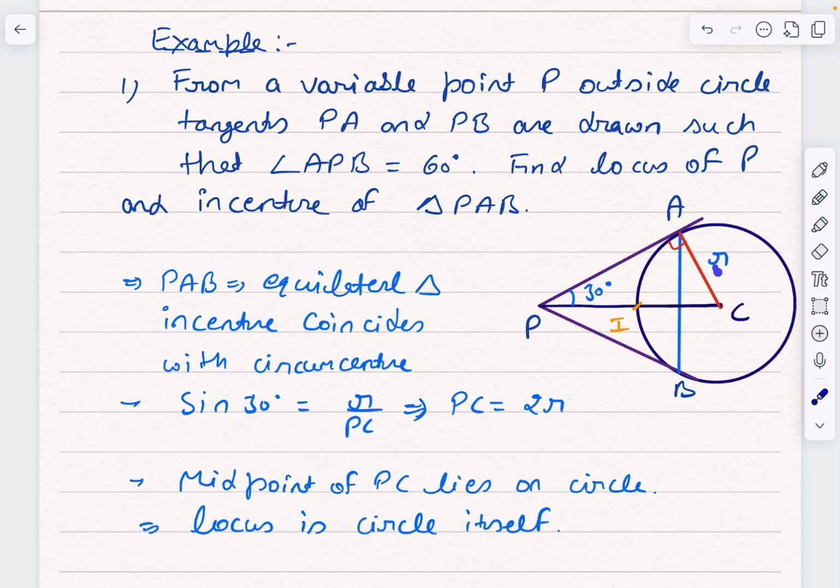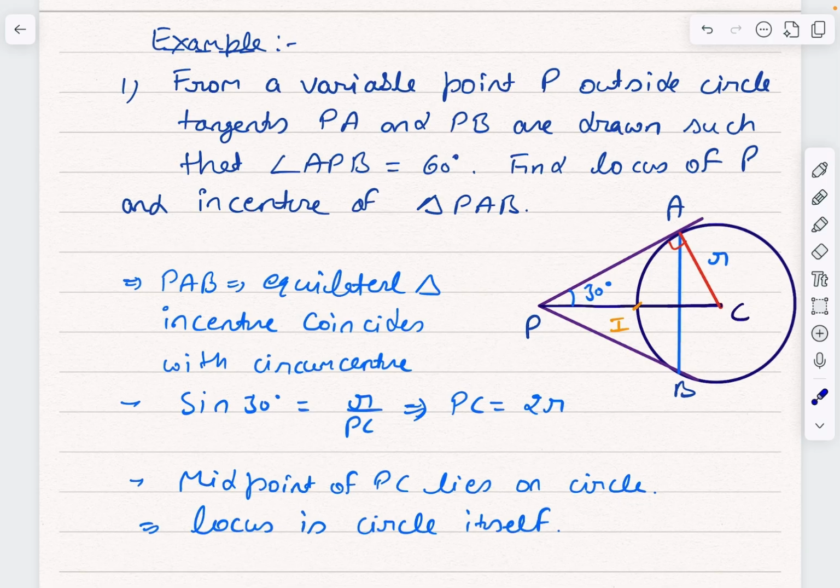So first of all, if this is R and this angle is 30 degrees, using sine 30, we can say sine 30 will be R over CP. So PC will come out to be 2R because sine 30 is 1 by 2. That means the locus of P will be a circle with the same center and radius 2R. And the midpoint of CP is supposed to be the circumcenter. If the total distance is 2R, the midpoint will be at distance R. That means it lies on the circle itself.